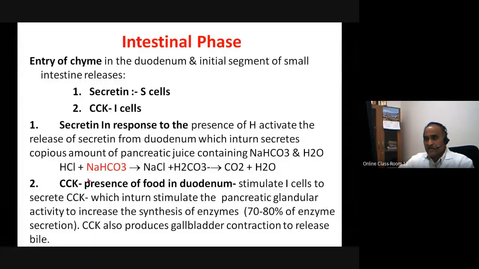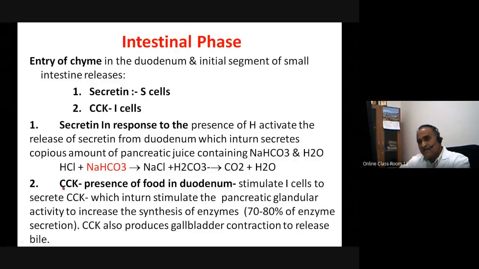So this bicarbonate will neutralize the HCl present in the chyme. Chyme is the product of the stomach, or gastric digestion. So HCl from the stomach and bicarbonate from the duct system would form NaCl and H2CO3. Now this H2CO3 dissociates into carbon dioxide and water. So that is how the hydrochloric acid is neutralized. Hydrochloric acid from the stomach is neutralized by the pancreatic secretion.